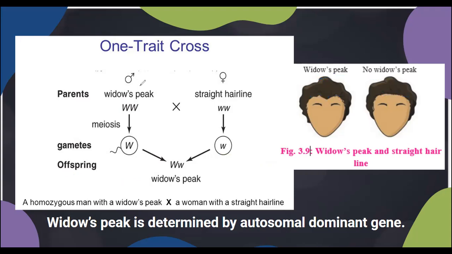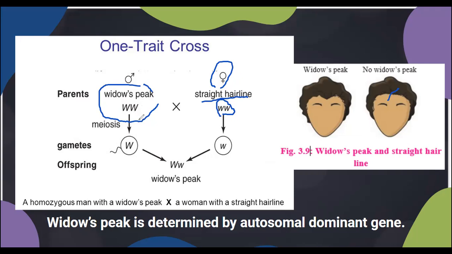So if we begin with the parents, let's say one of the parents is dominant for widow's peak, capital W capital W, and one of the parents, the female, has a straight hairline. Because it is recessive, the gene we will write for the straight hairline is small w small w; only then will a person have this. Now, what will happen in the F1 generation?